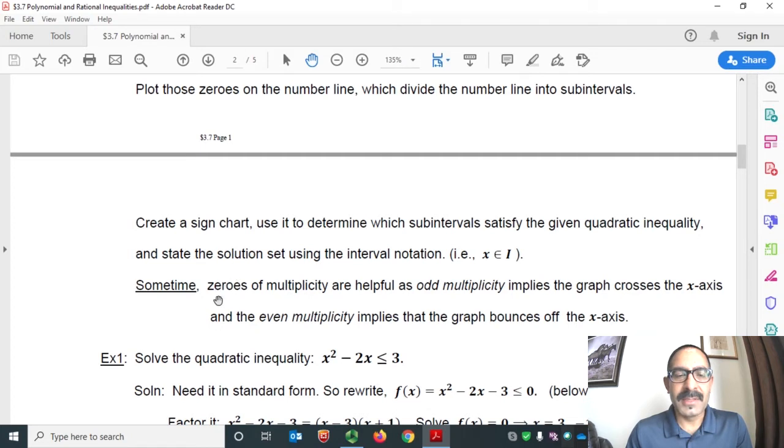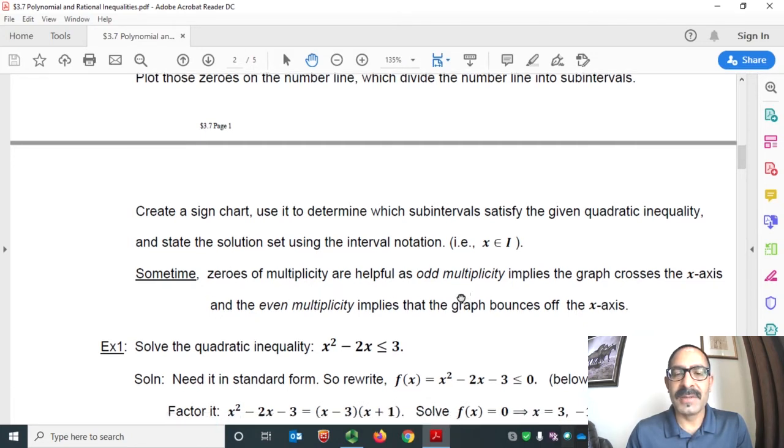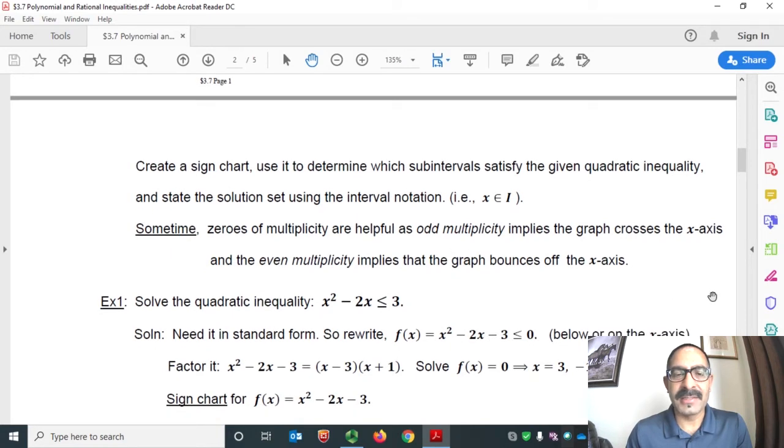And sometimes zeros of multiplicity are helpful, as odd multiplicity implies the graph crosses the x-axis, and even multiplicity of a zero implies that the graph bounces off the x-axis. Great. Now, with those ideas, let's do a quick example.